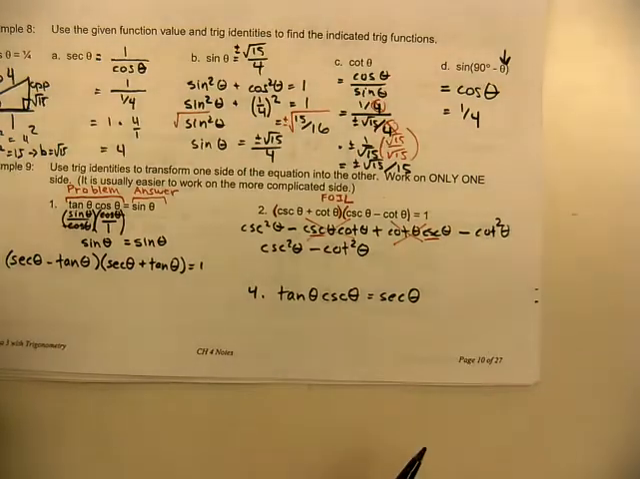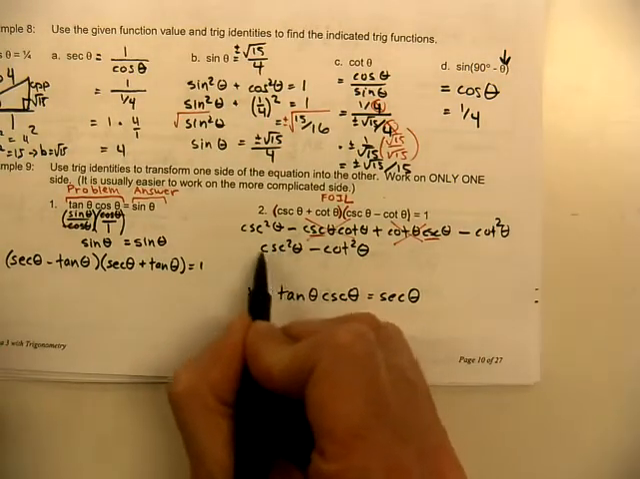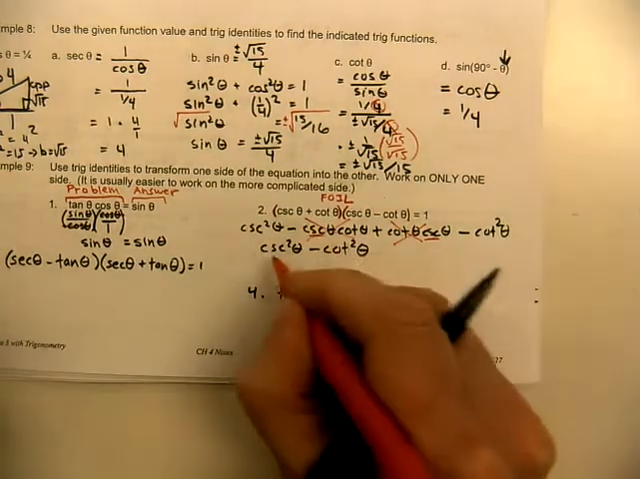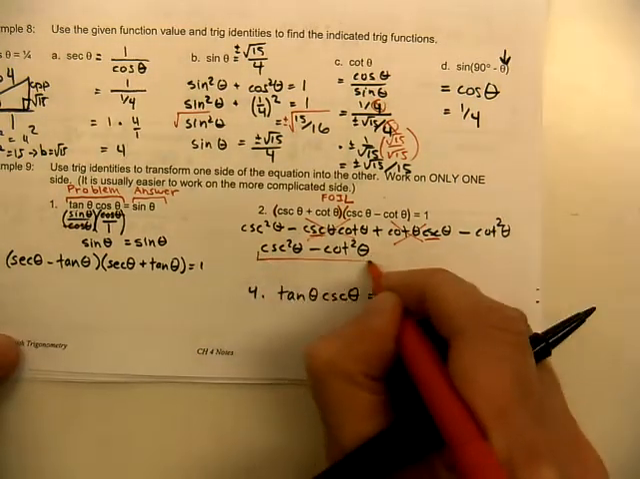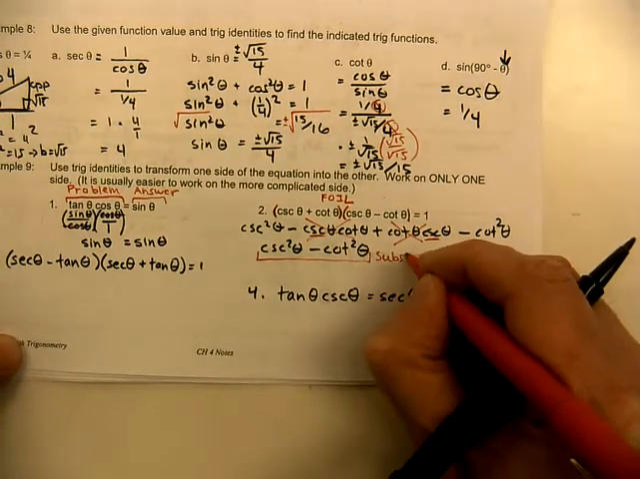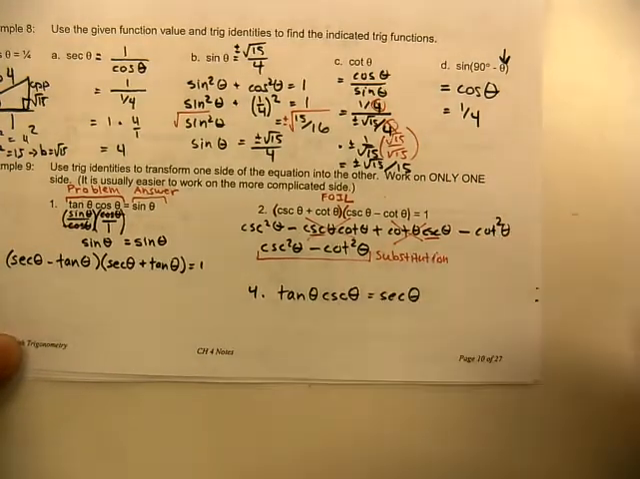So now what? We're not doing a substitution with the individual terms. We're not going to replace cosecant. We're not going to replace cotangent. We're going to replace the entire thing. This entire thing is going to be replaced. So we're doing a substitution now. The question is, what do we substitute it with?